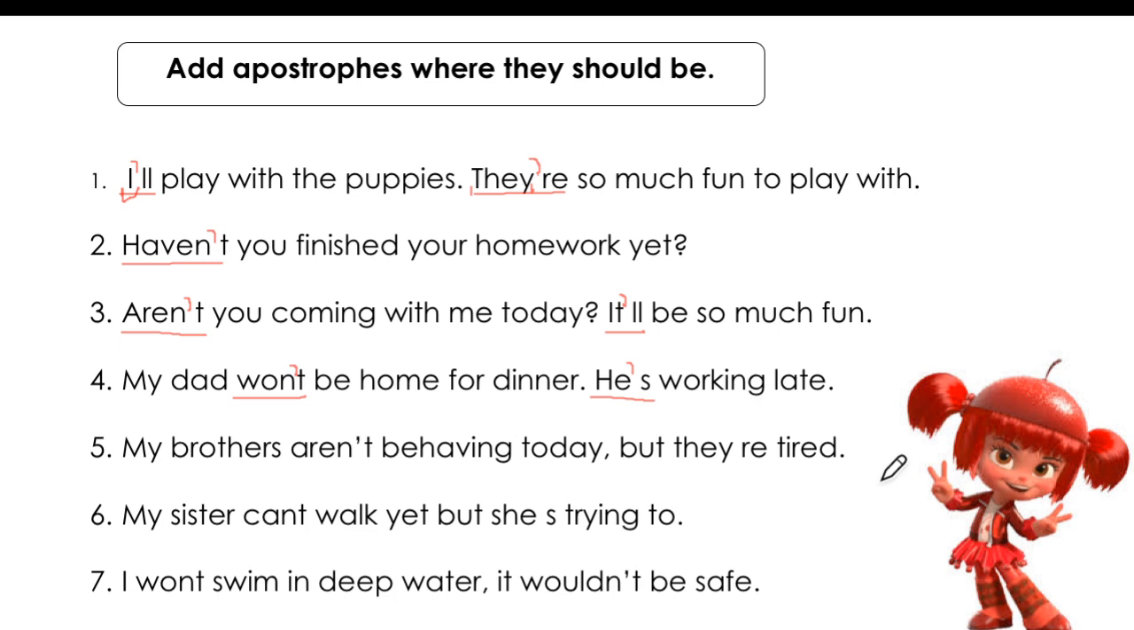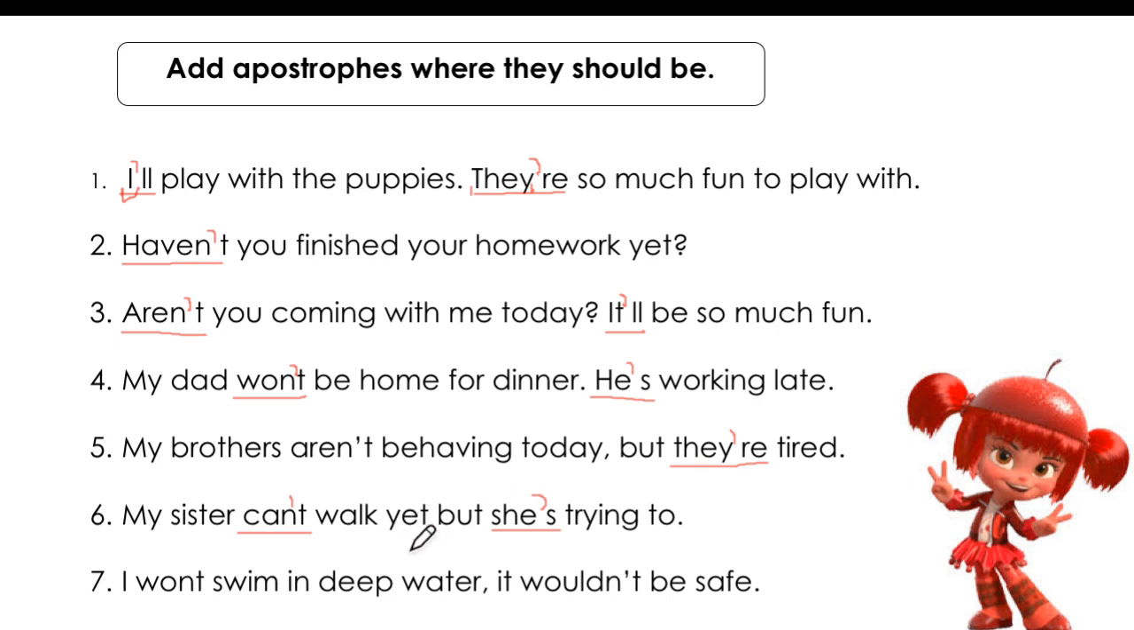Where should we put the apostrophe? We have one here, but one more is missing. There, after the pronoun, before re. My sister can't walk yet, but she is trying to. Can't, very good, you found it. And she is trying to. She is missing the apostrophe. There is also a missing comma if you want to add it in there.